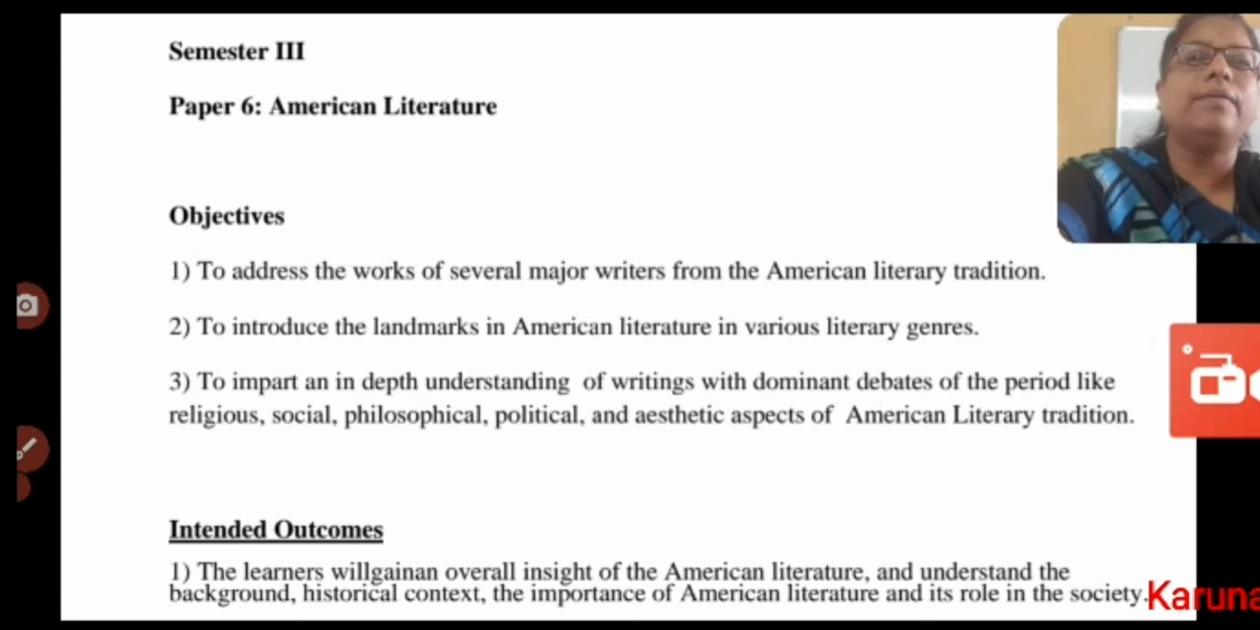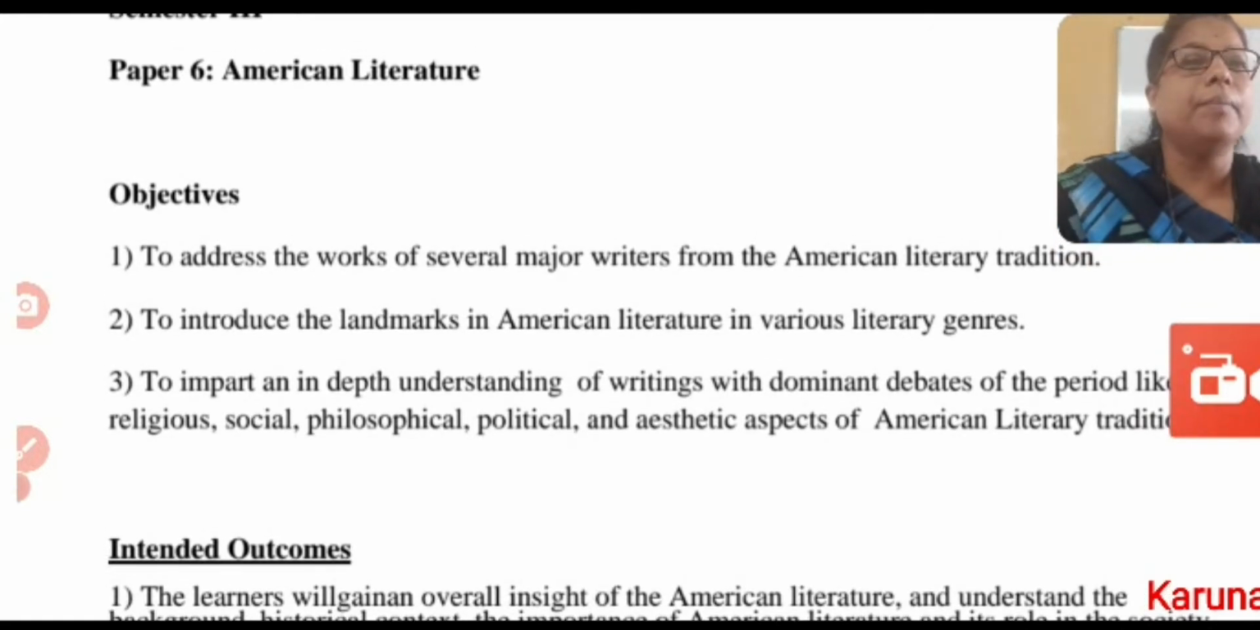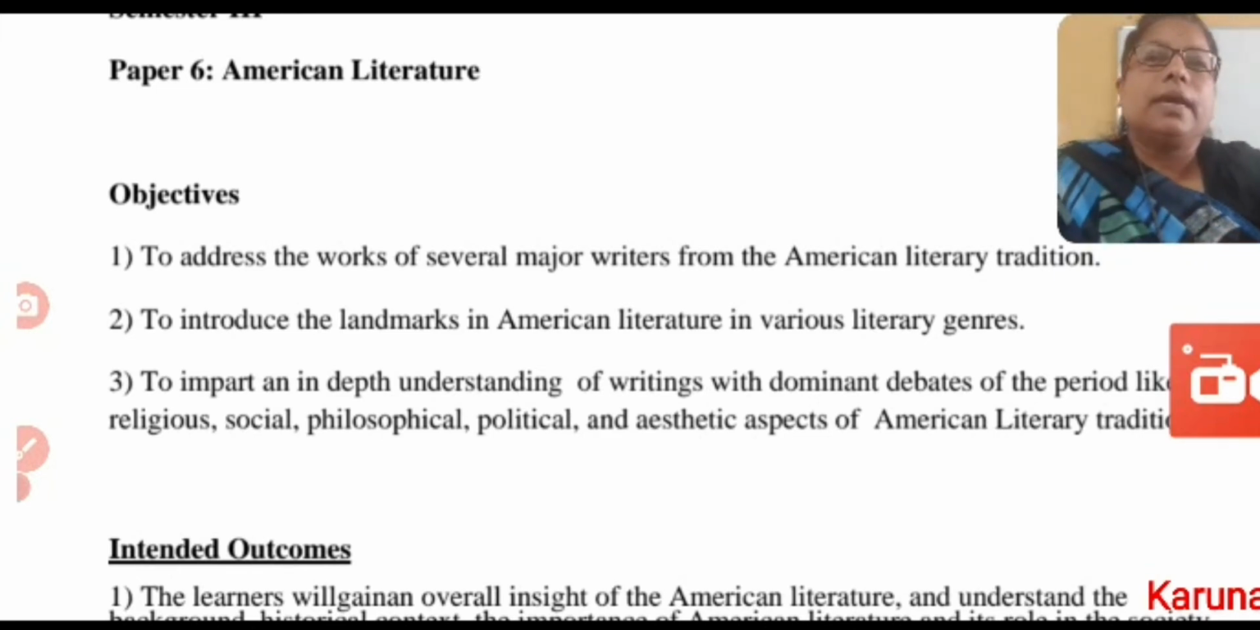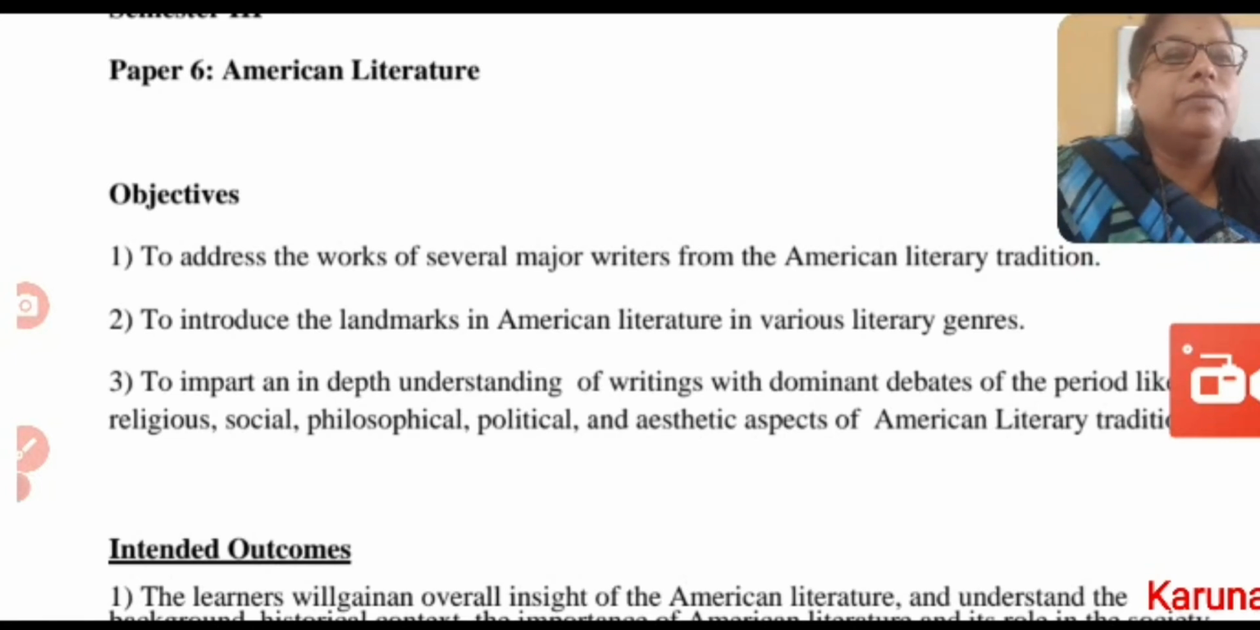Here are the objectives: to address the works of several major writers from the American literary tradition. As far as the study of English literature is concerned, there are various traditions like the British tradition, like the American tradition, like Indian writing in English, like African literature. So there are various nationalities, and now literature has gone national. There are various nuances, various differences, various different aspects of the literature belonging to various nations, various countries, various cultures. So in this course, we are going to study major writers from America, that is the American literary tradition. The second objective is to introduce the landmarks in American literature in various literary genres.